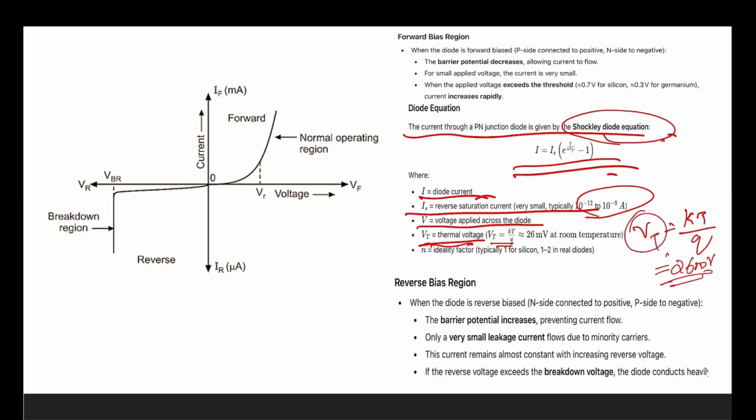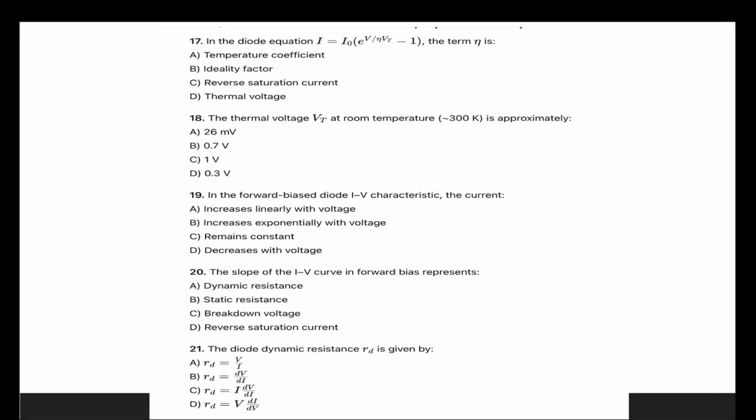So, Vt is the thermal voltage and eta is known as the ideality factor. Here it is represented as n, or it can be represented as eta. So, this is the diode equation: I is equal to Is into e raised to V divided by eta Vt minus 1. Vt, the value is 26 millivolt. Okay, so in the diode equation I equal to I0 into e raised to V divided by eta Vt minus 1, eta represents option B, that is the ideality factor.